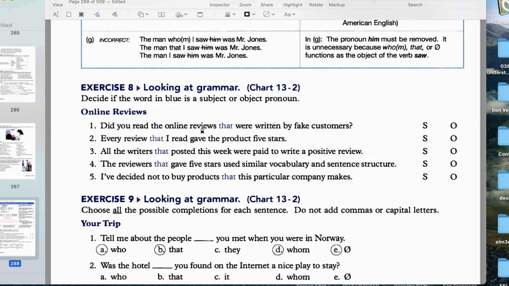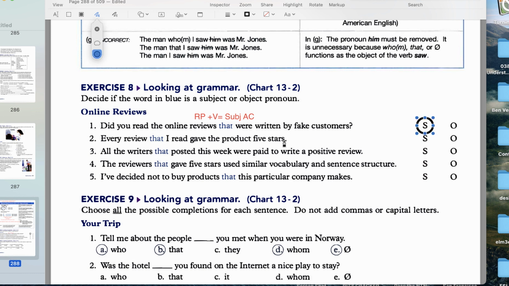Did you read the online reviews that were written by fake customers? Okay, the easiest way to do this is to find your relative pronoun, and that's "that." What follows immediately after that relative pronoun? It's a verb, right? The be verb, past tense, "were." What is RP plus verb? That equals subject. Adjective clause. I'm just going to put AC here, okay? Adjective clause. So subject, adjective clause.